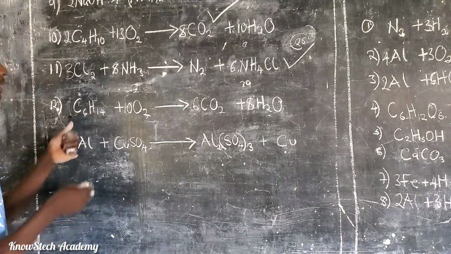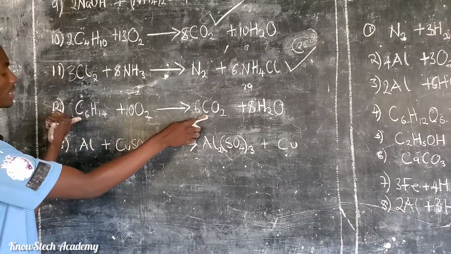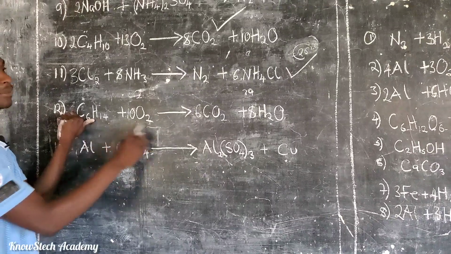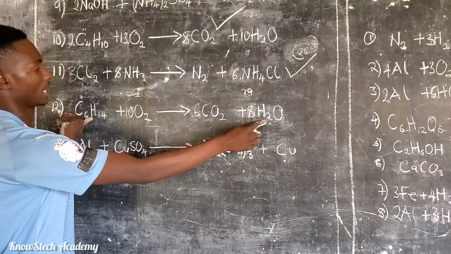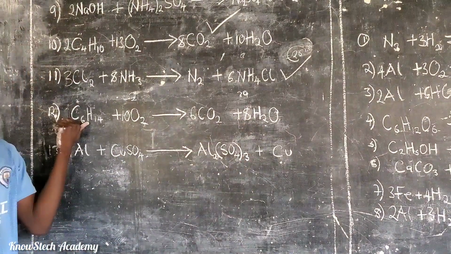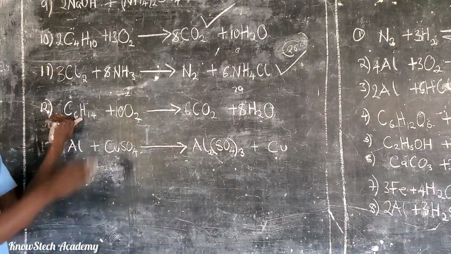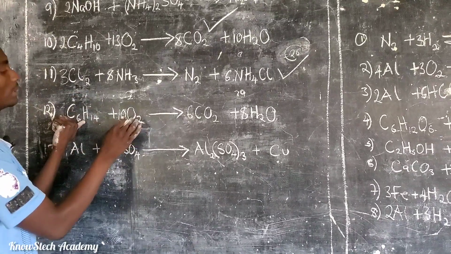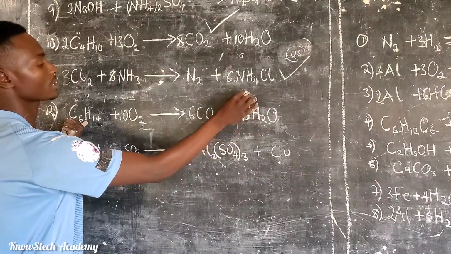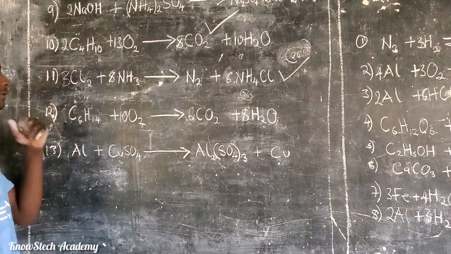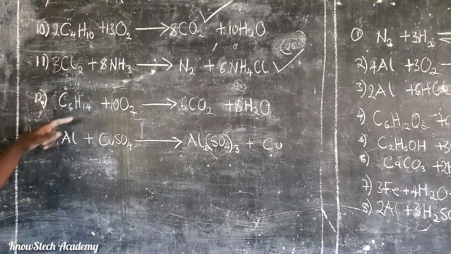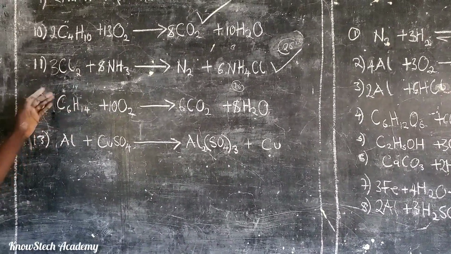The 8 we've introduced has also affected the other atoms, which is hydrogen. Number of carbon, 6. Hydrogen, 14 here, and here you have 8 times 2, 16. Now what do we do? There is no way 14 will change into 16.